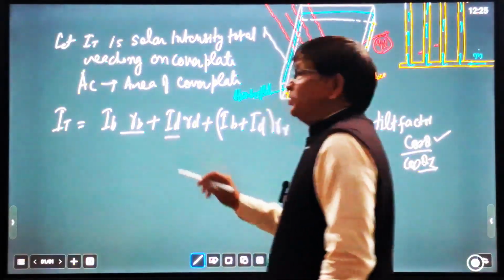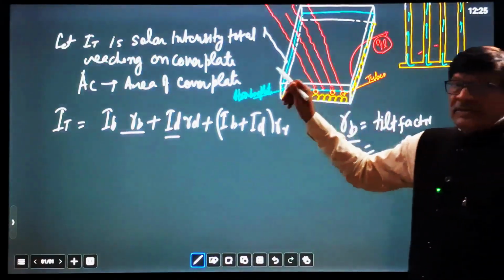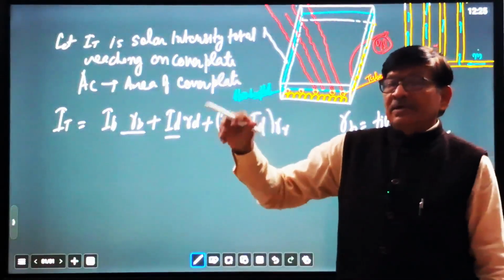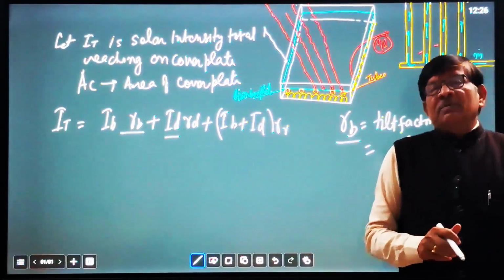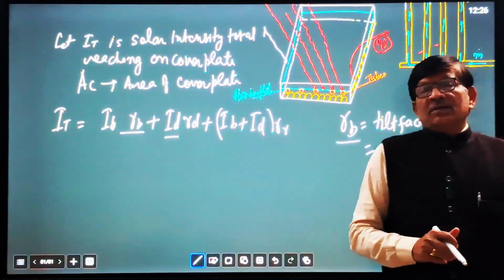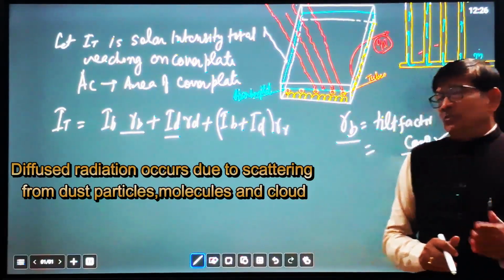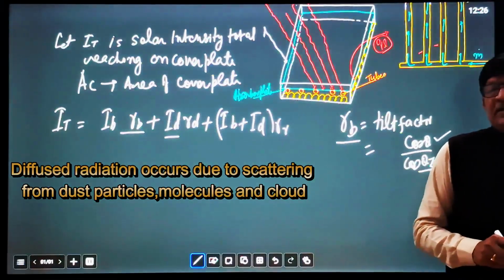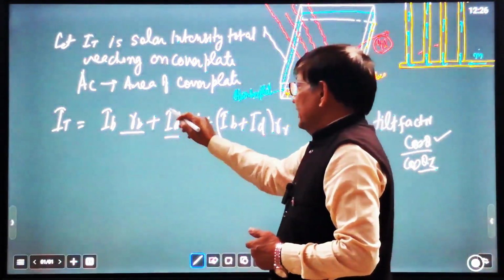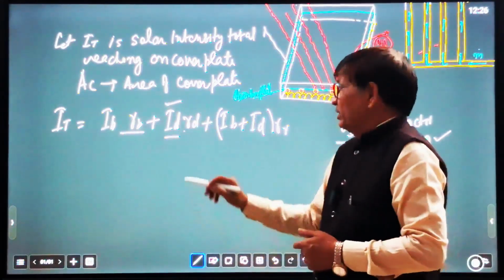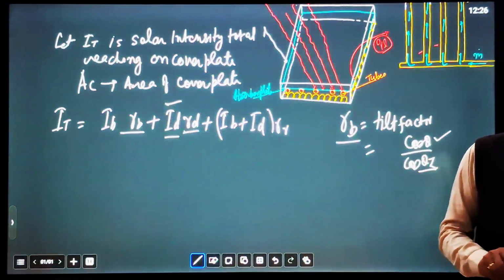And RD: ID is the diffuse radiation, because not only beam radiation reaches the collector cover plate, but also diffuse radiation, radiation due to scattering from dust particles, atmospheric molecules, and clouds. It reaches the collector by diffusing. So it is ID, the diffuse radiation intensity, multiplied by RD, the tilt factor for diffuse radiation.